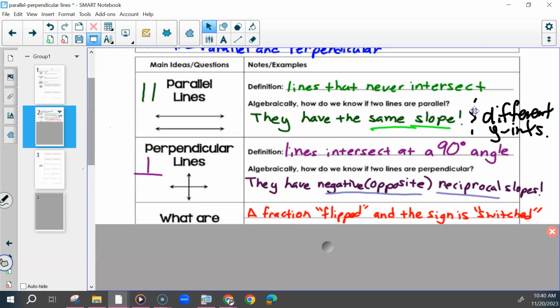In geometry, you'll see a symbol that looks like this. This would be parallel lines, so if you want to start writing that instead of the word parallel, that's fine. Perpendicular lines are lines that intersect at a 90-degree angle, or that make a T, not an X, but a T. They have negative or opposite reciprocal slopes. So if you watched the video from last class, we basically said those words, but it's called a negative reciprocal. And then negative reciprocals are fractions that are flipped and the sign is switched.